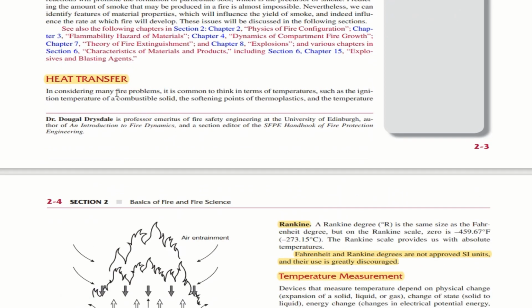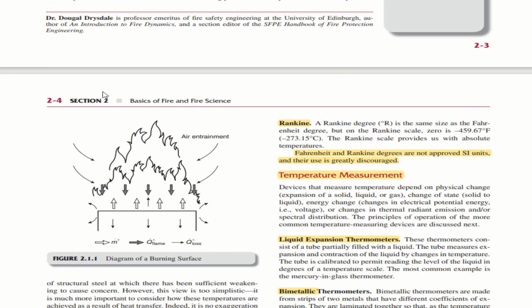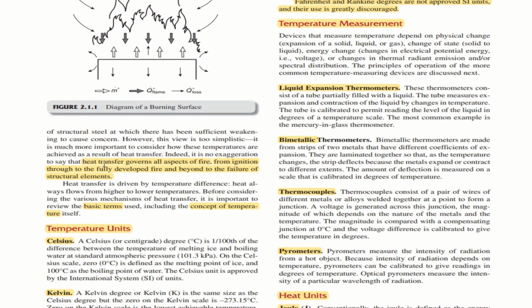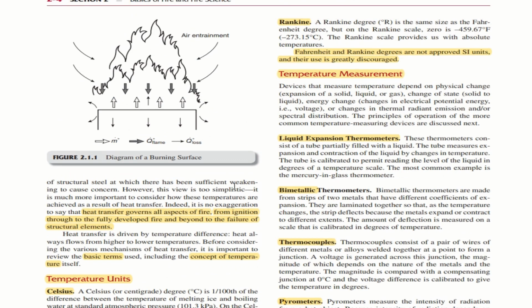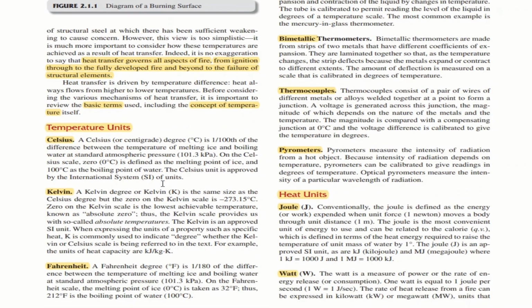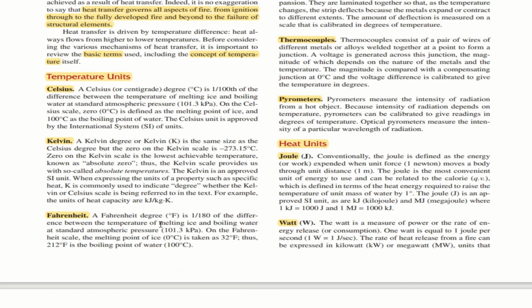The first topic will be heat transfer, and in heat transfer I have highlighted some of the points. Heat transfer governs all aspects of fire, from ignition through to the fully developed fire and beyond to the failure of structural elements. Here we will see the basic terms which are used, including the concept of temperature itself. Temperature units: you might get a question on temperature units or temperature measurement in your examination. Temperature units, as you all know, are Celsius, Kelvin, Fahrenheit. You can go through these once you have time.